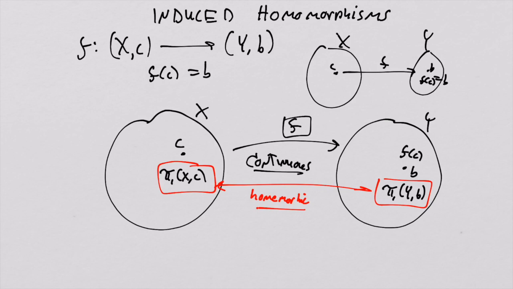Whoops, I screwed that up. Homomorphic, right? These are groups. See, I'm talking about groups and topologies all at once. So these are going to be homomorphic groups. So if the spaces are connected by a continuous function, X to Y, then the fundamental group at B is going to be homomorphic to the fundamental group at C.